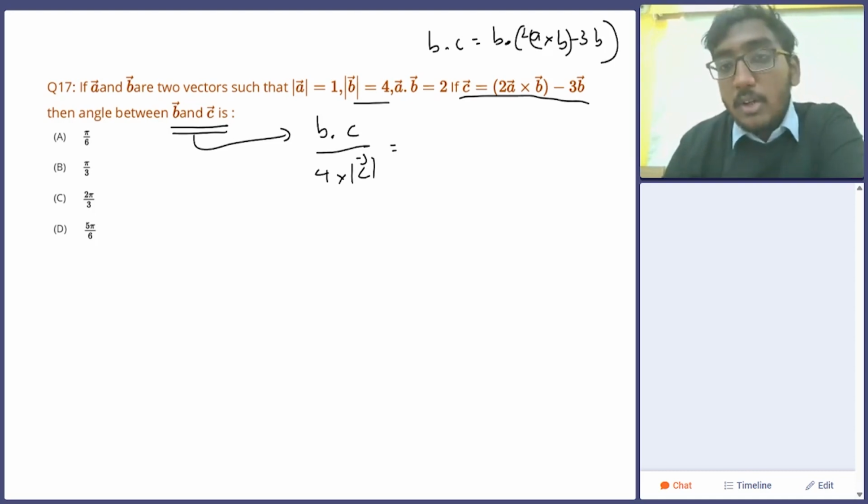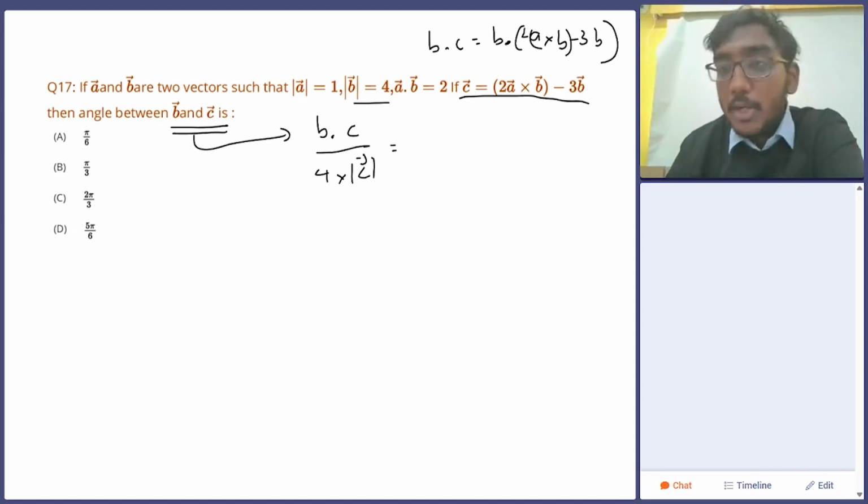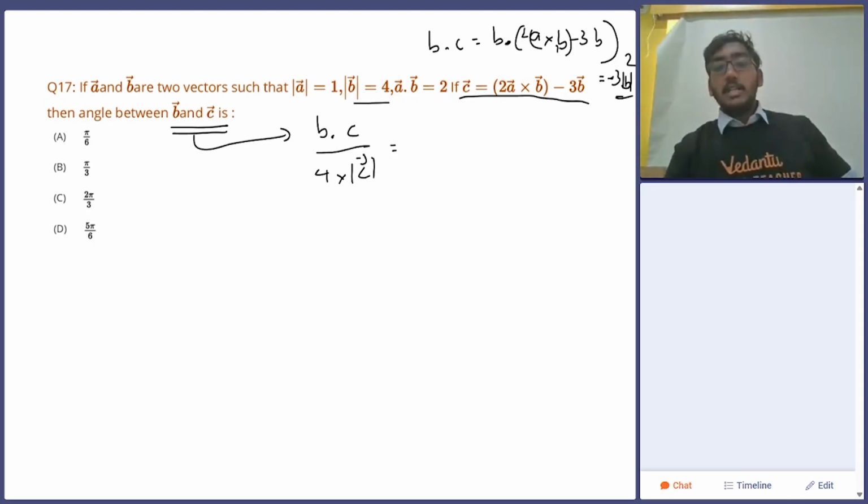See, when you take the dot product of B with 2A cross B, the resultant will be perpendicular to both 2A and B, right? That means it is perpendicular to B also. When you take the dot product with B, obviously the value will be 0. So this will become 0. It will be only B dot minus 3B, that is minus 3 mod B square. Okay? So B dot C is minus 3 mod B square.